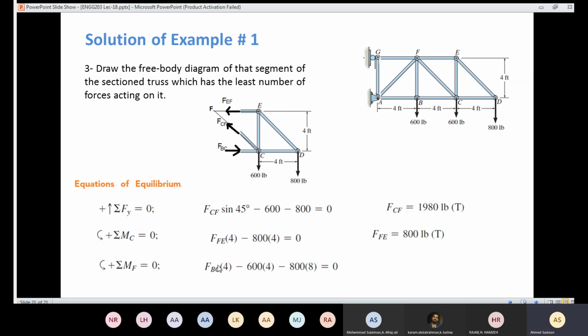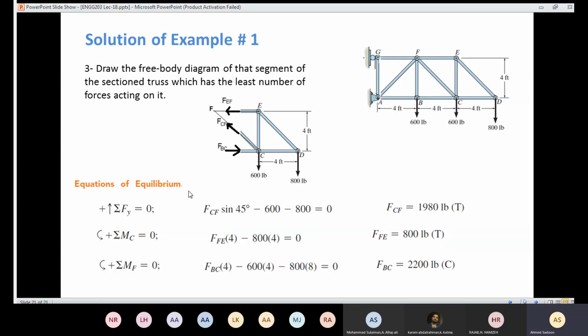So here I have FBC times 4, shortest distance here, 600, also times 4, shortest distance here, negative, 800, the shortest distance, which is here, 8, and also it's negative. Now I have only one unknown. I can easily solve for FBC. FBC came out to be 2,200 pound, and the answer came out to be positive. We assumed the force here, BC, is compression, and the answer came out to be positive. It means that really that member is in compression.